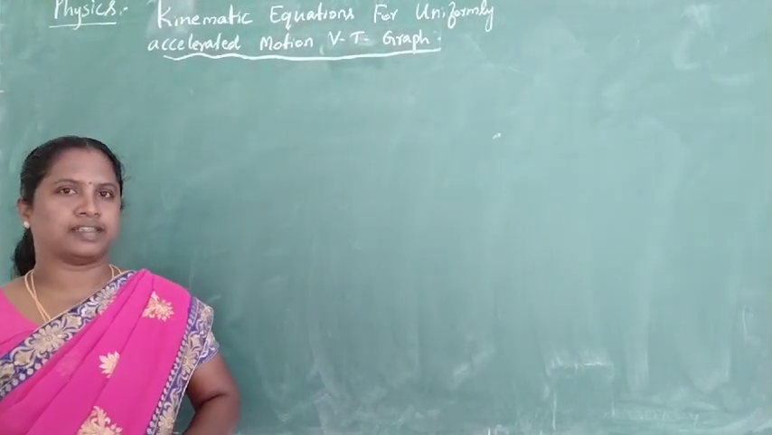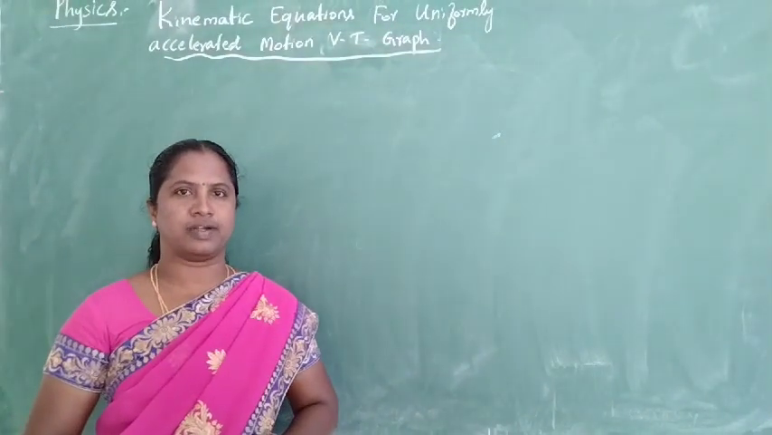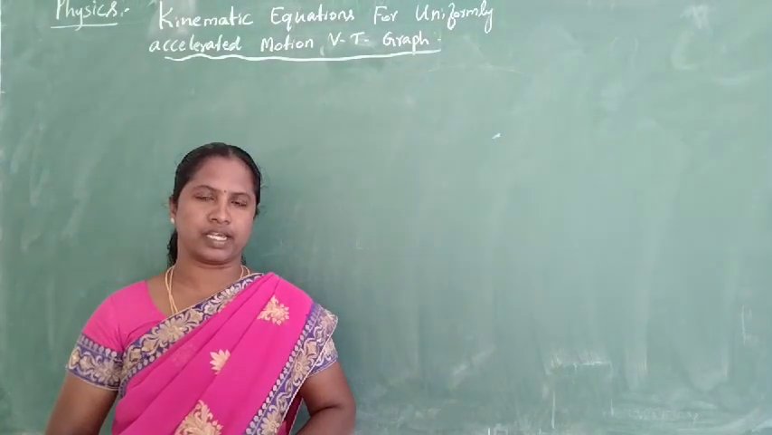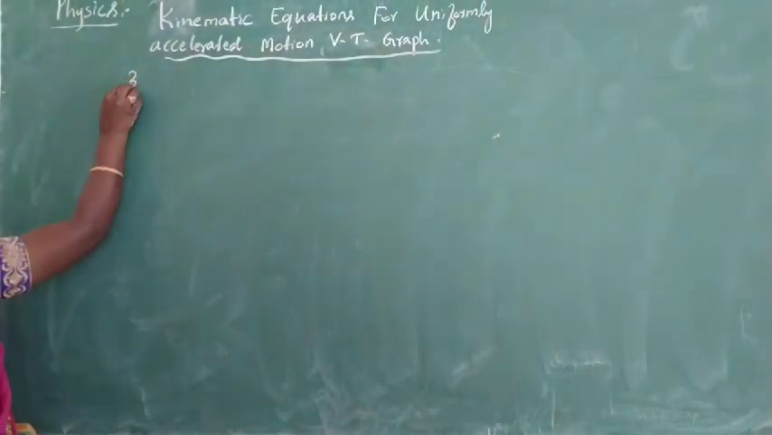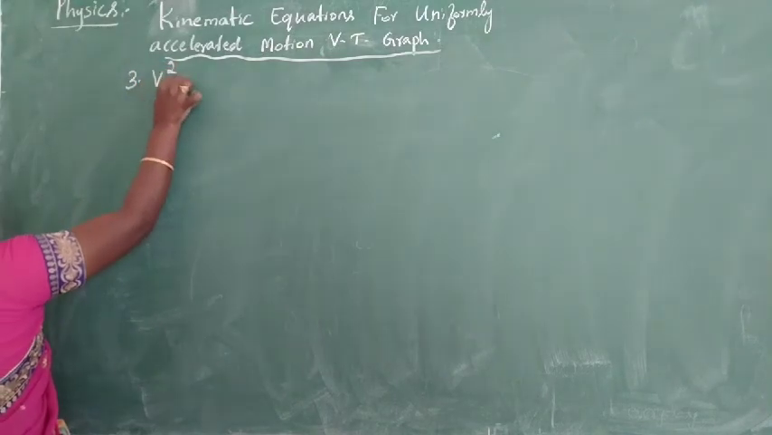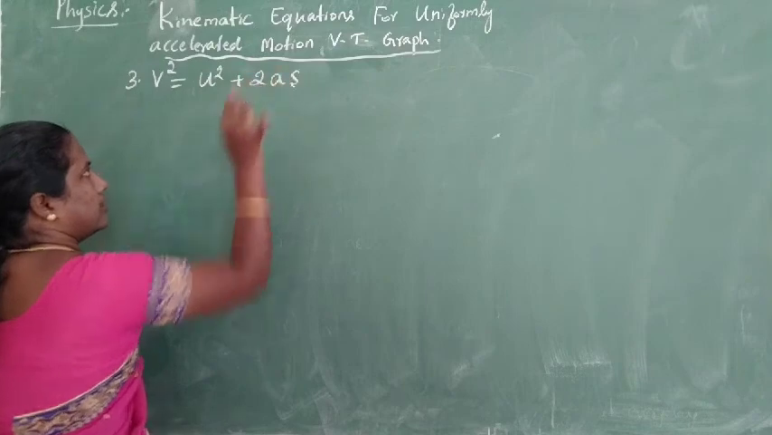So let us derive the third one. The third one has an alternative method. Third one, v square is equal to u square plus 2as. So let us derive it by that alternative, second method. I will write the third one, v square is equal to u square plus 2as.